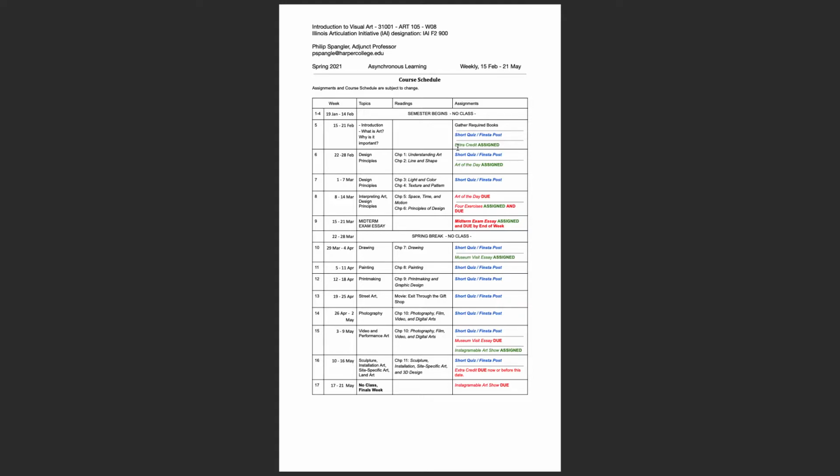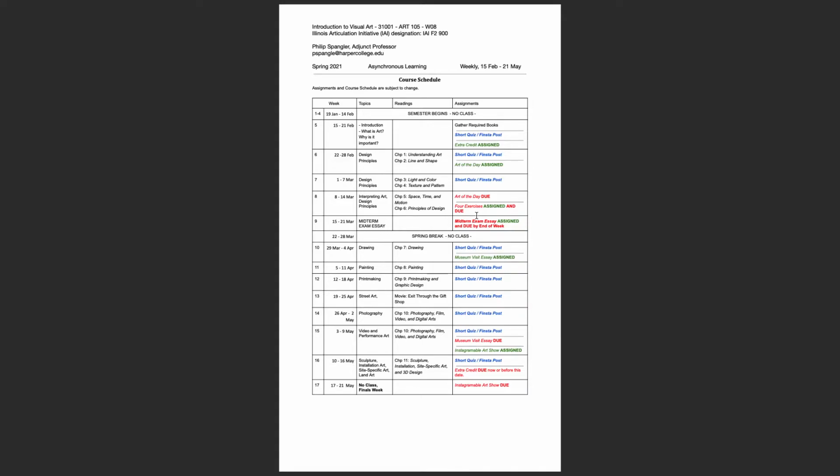Green, our extra credit, is assigned today. And I'll go over the extra credit in a moment. But when is the extra credit due? It's red, and it is due right here. Extra credit is due now or before this date. So green is when it's assigned, red is when it's due.